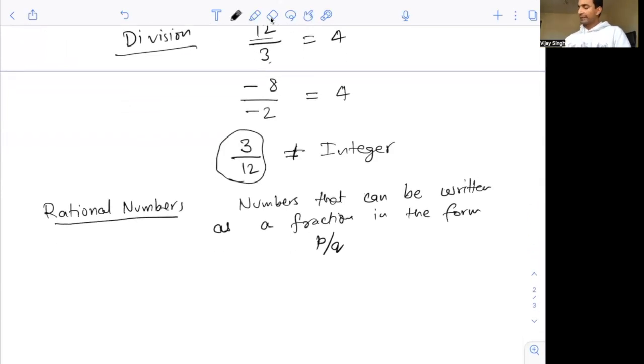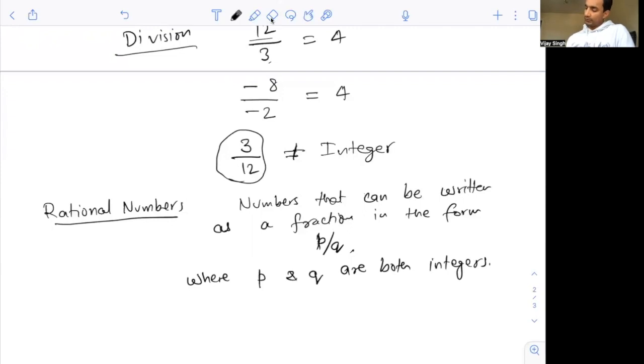So all numbers that can be written in the form P over Q, where P is an integer and Q is an integer, where P and Q are both integers. Okay, these numbers are called rational numbers.